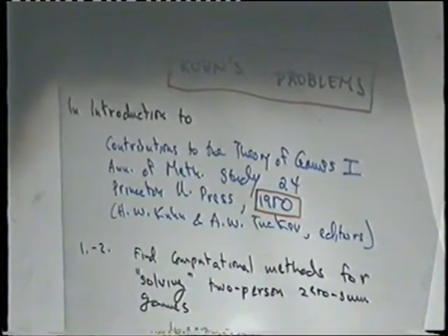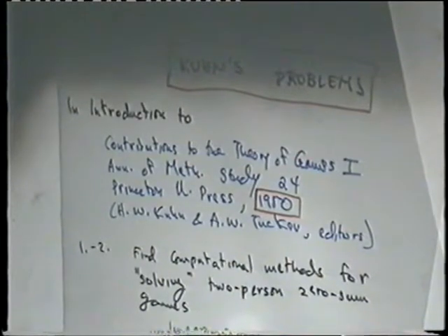So this is Kuhn's introduction to the Contributions to the Theory of Games 1. As you see, this was a mathematical publication. It was published by Princeton University Press in the Annals of Math series.